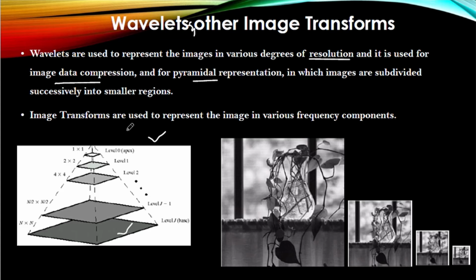The other image transforms are used to represent the image in the frequency domain. If you represent any signal in the frequency domain, we know that we'll get many frequency components, and we can eliminate which are unwanted and enhance which are wanted. In the same way, when you describe an image in the form of frequency components, you can enhance the required image components and eliminate the unwanted image components.